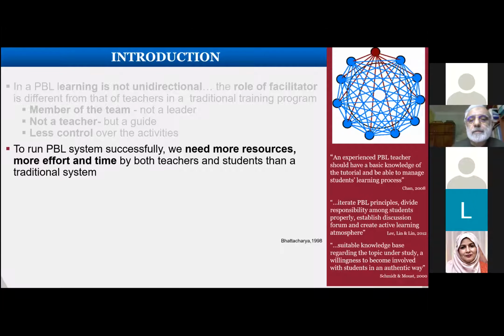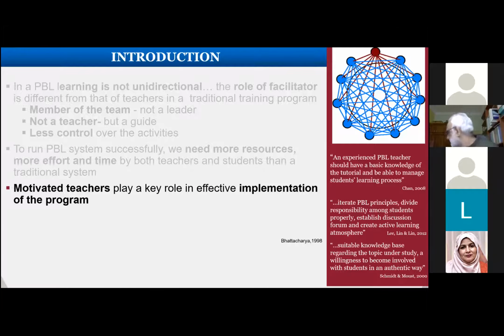A lot of physical resources are required, and a lot of effort goes from the facilitators in the development of the PBL package, for example, in sitting in as the guide in the PBL sessions and evaluating the students in the PBL sessions. The motivated teachers play a key role in effective implementation of the program.